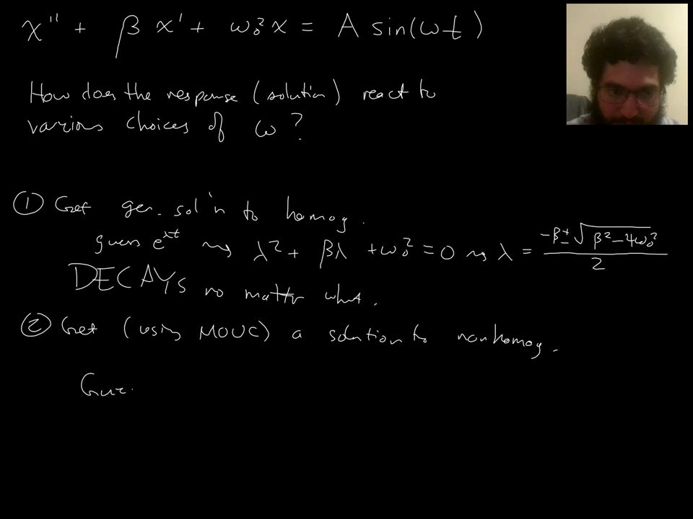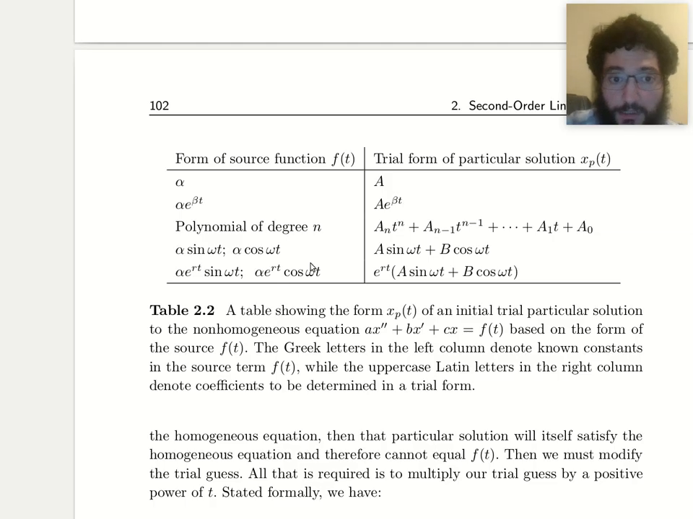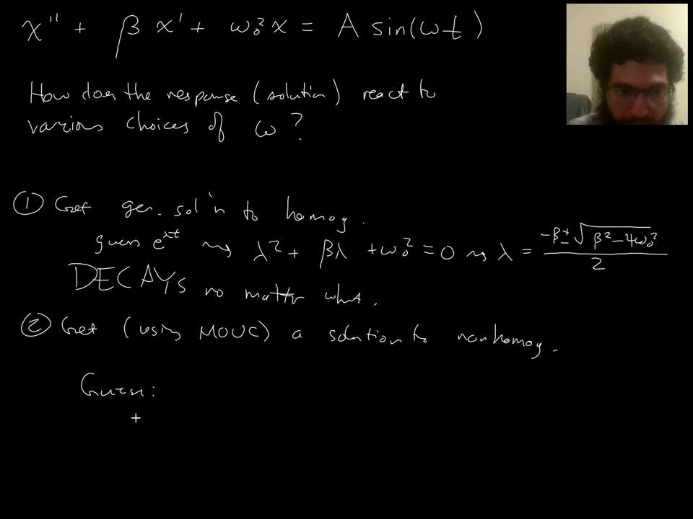So here's the guess that you're going to make for the method of undetermined coefficients. We have a sine omega t that we want to come out. So judging by this table, I should guess something sine omega t plus something cosine omega t. So that's what I would guess. It can be b sine omega t plus c cosine omega t.